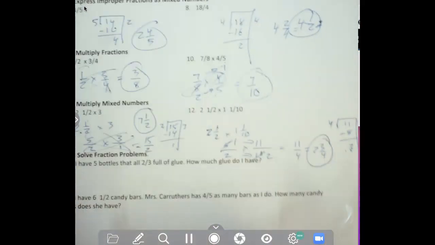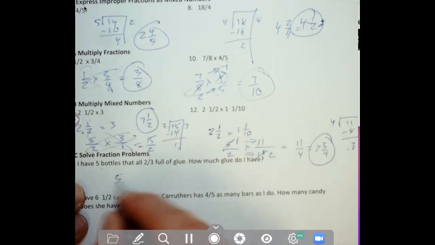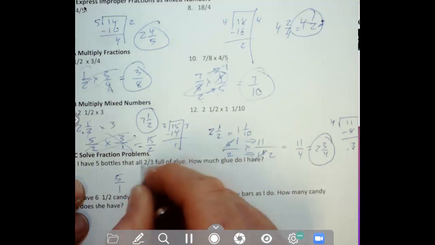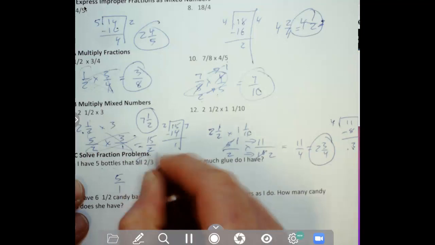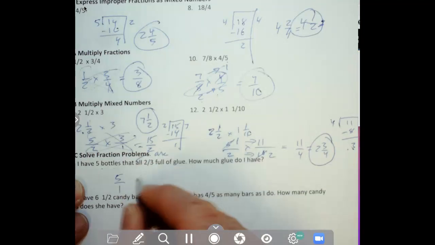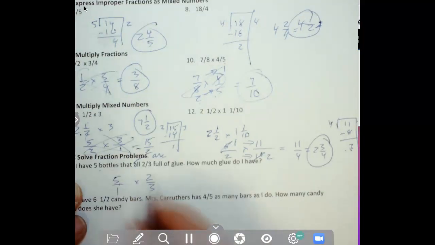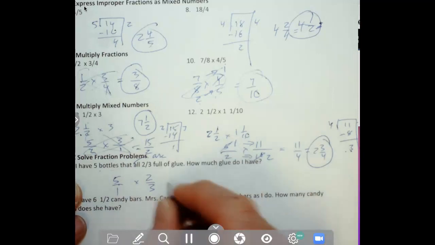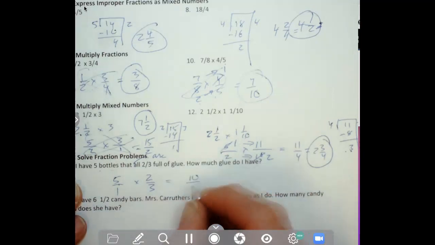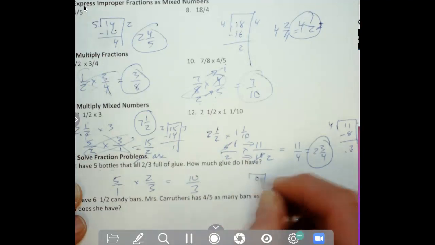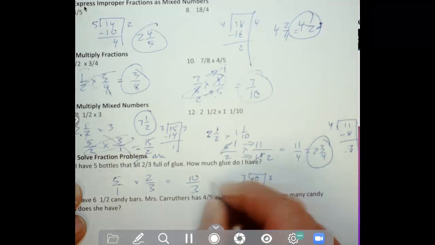Okay, last one. I have 5 bottles. I'll just make it into a fraction because I know that's what I'm going to do. I have 5 bottles that are all 2/3 full of glue. How much glue do I have? Well, there's 5 bottles that reach this much, so it's just multiplying. 5 times 2 is 10. 1 times 3 is 3. We can divide that out. 10 divided by 3, it goes in there 3 times, it's 9. You have 1 left over, it's 3 1/3.